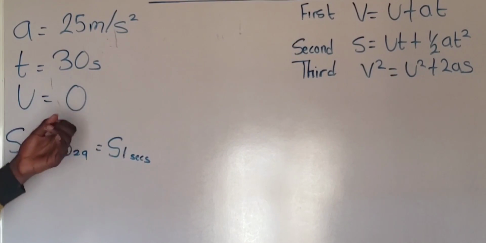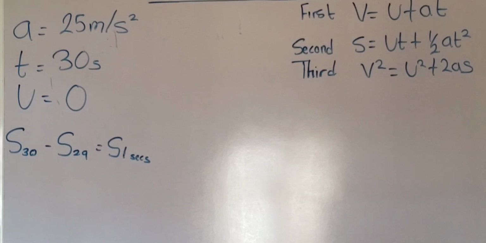You see, this question tests you. The question is testing your interpretation. You understand? Are you able to interpret the question? That's what they are testing here. Okay. So we have this. So therefore, we can use the second equation of motion to determine the distance in 30 seconds.